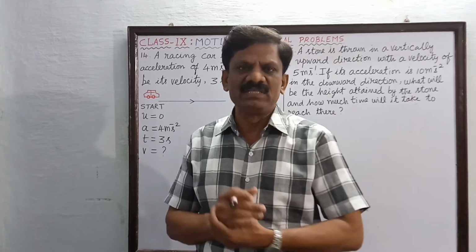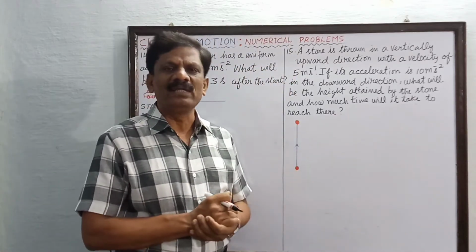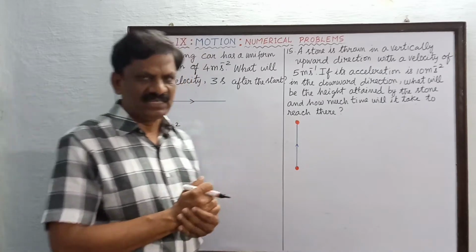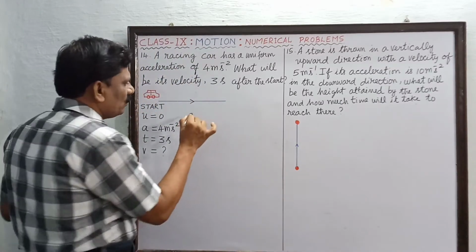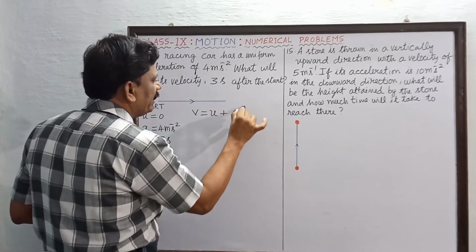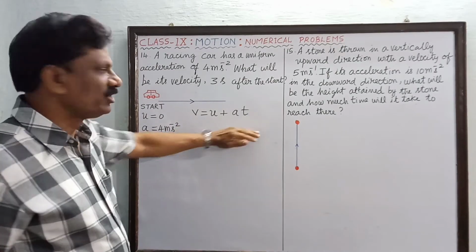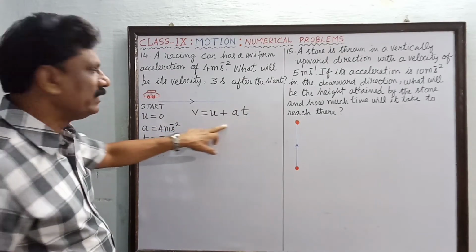There are three equations. So the first relation is what? V equal to U plus AT. So that is the relation we are going to use here. So V is equal to U plus A into T. So in this velocity time relation, I am going to substitute the given quantities.